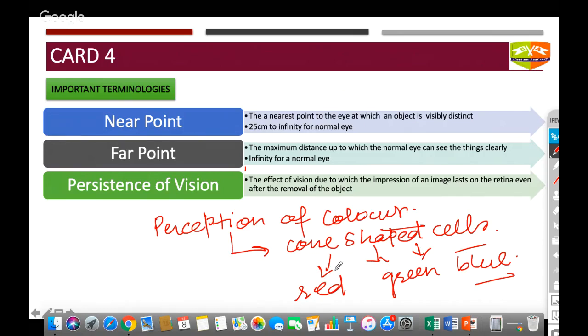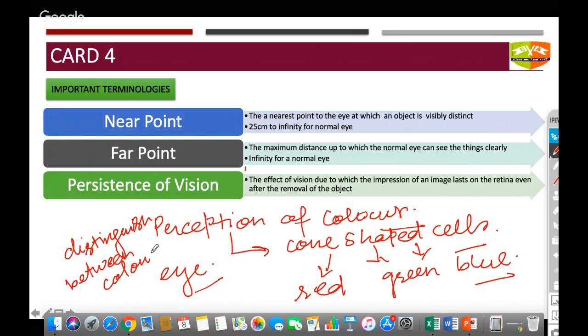With the help of these three primary color cone shaped cells, the eye is able to identify either these three particular colors or an amalgamation of these three colors, and hence it will be able to distinguish between different colors.